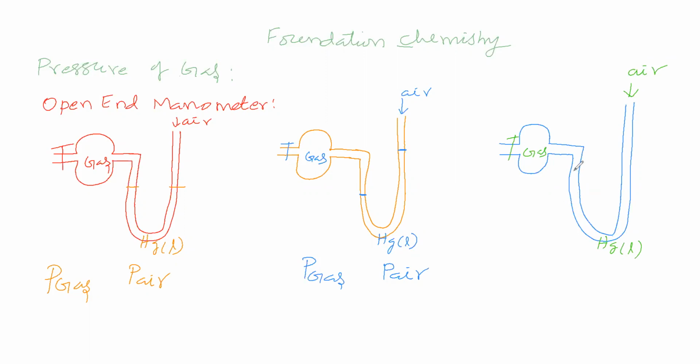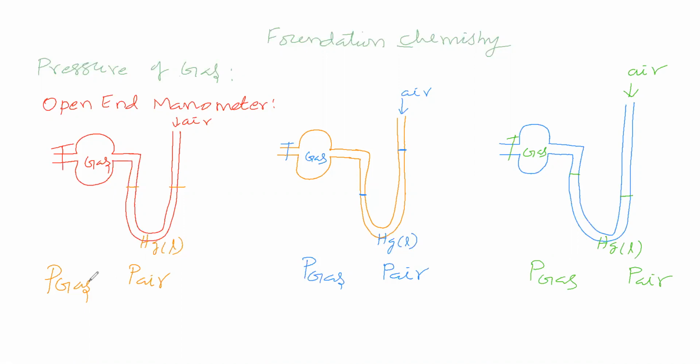Now what about the level of mercury? If you see, the level of mercury is here and here, right side limb here, left side limb here. Now gas is exerting pressure, air is exerting pressure. Let us compare both values. Now three things we have given. We have to compare the pressure of gas with the pressure of air.